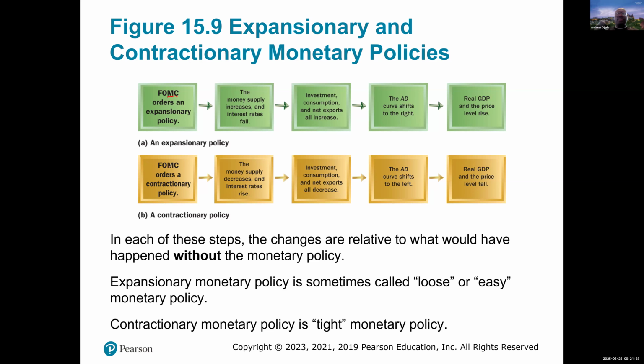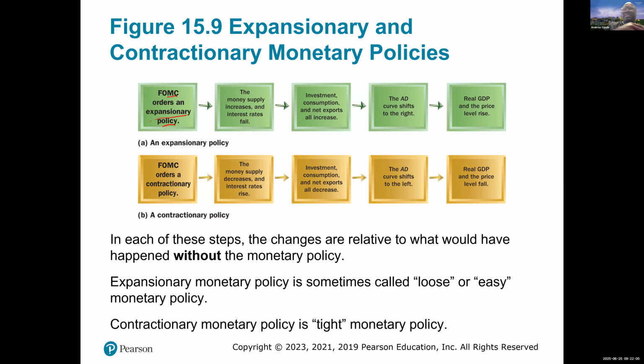Okay, so let's say the Fed needs to grow the economy. Let's say there was a recession. When there's a recession, that means the Fed needs to increase GDP and aggregate demand. That means the Fed needs to order an expansionary policy.